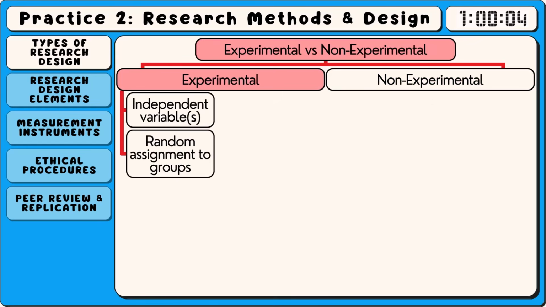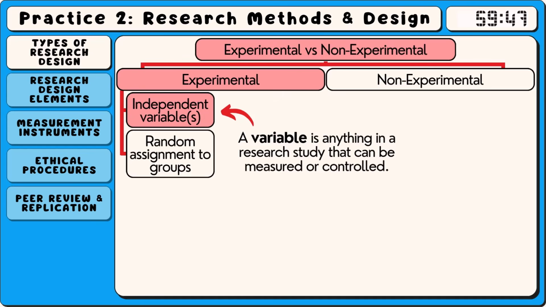The AP Psychology course states that experimental research can be identified in 2 ways. First, an experimental study design contains independent variables, and second, it often involves the random assignment of research participants into groups. We'll begin with independent variables.